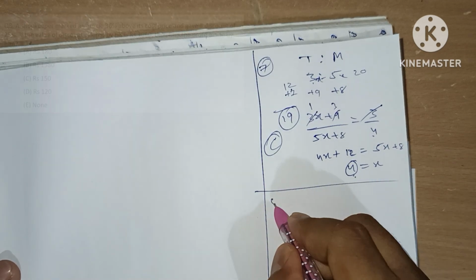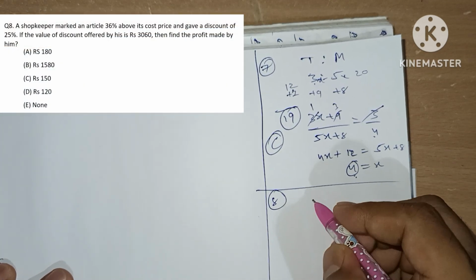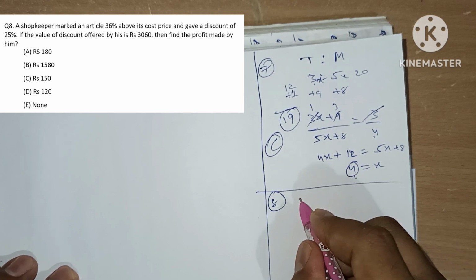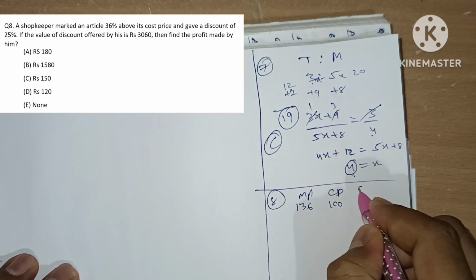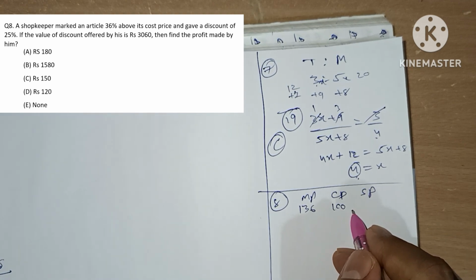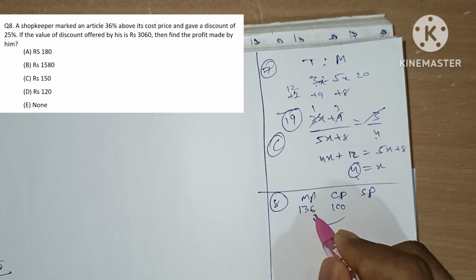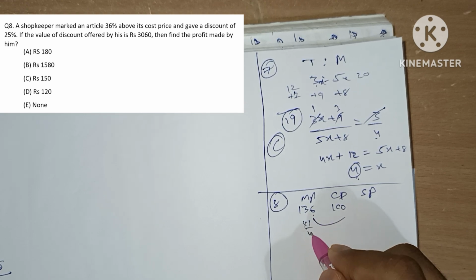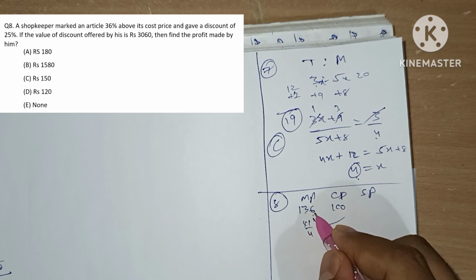Next, 8th question. A shopkeeper marked an article 136% above cost price. So market price is 136, cost price is 100, selling price is cost price, and gave a discount of 25%. So 25% discount means 1/4 of 136, which will be 4 3 times 12 and 4 times.